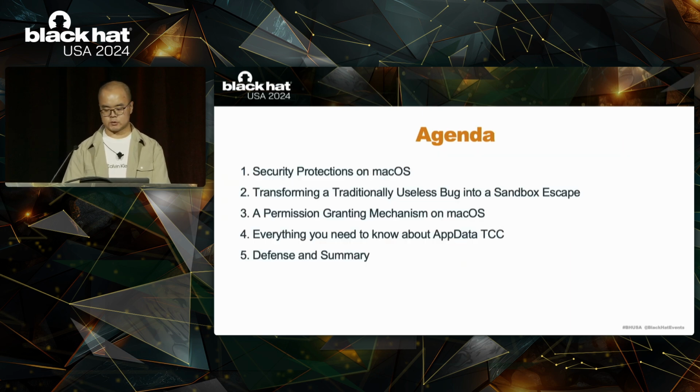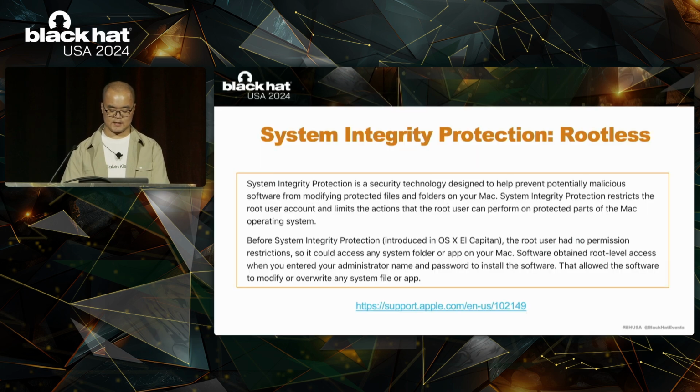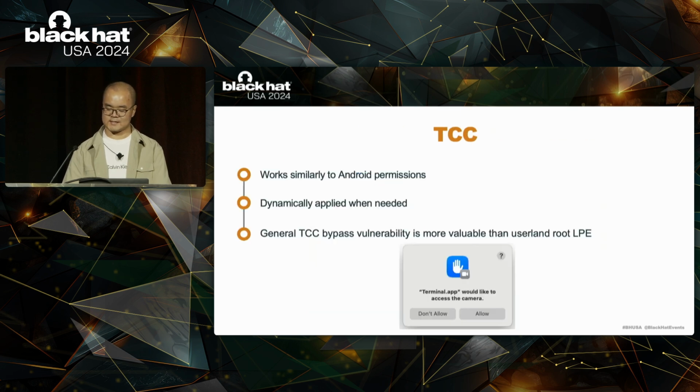First of all, we need to talk about some security protections on macOS. The first one is SIP, aka rootless. As we can see here, it can limit the actions that the root user can perform on protected parts of the macOS. For example, it prevents modification of system files and disables unsigned kernel extension loading. The second one is TCC. TCC works similarly to Android permissions. We need to apply for them when needed. And a general TCC bypass vulnerability is more valuable than a userland root LPE.